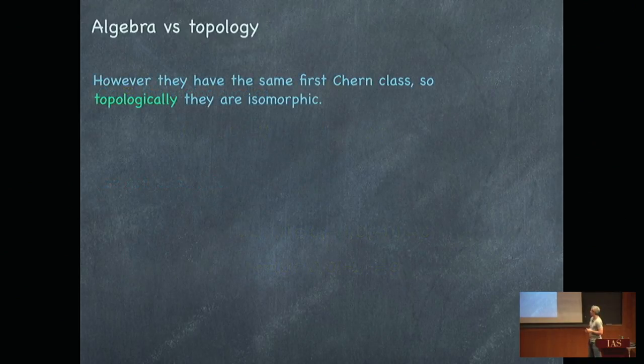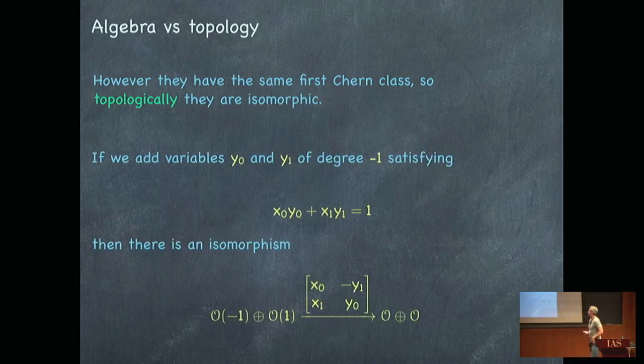However, topology tells me these vector bundles should be isomorphic. The only topological invariant we have of these is the first Chern class, and they are the same, so topologically they're the same. And we can remedy this in algebra by adding two more quantities, y0 and y1, whose dot product with x0, x1 is 1, and then write down an isomorphism. Now this doesn't change the problem in topology, because the difference between any two solutions to that equation is a solution of the homogeneous equation x0 y0 + x1 y1 = 0, and that's a vector space. So the space of these pairs x, y is homotopy equivalent to P1.